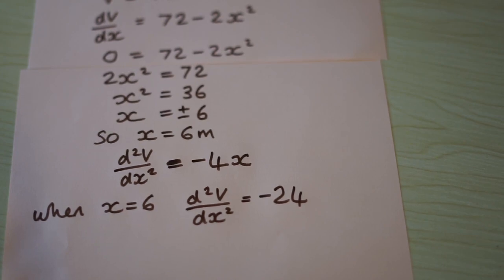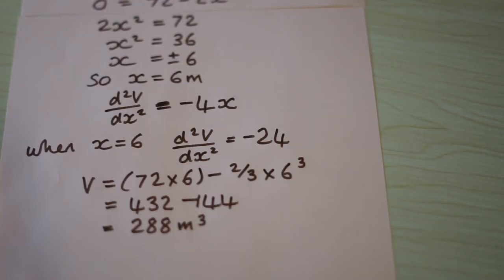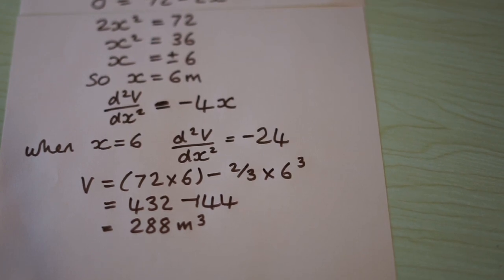If we substitute x equals 6 into our equation for volume, we will get the maximum volume. And this is 288 meters cubed. I'll take a picture of the whole working in one go so you can see it all together.